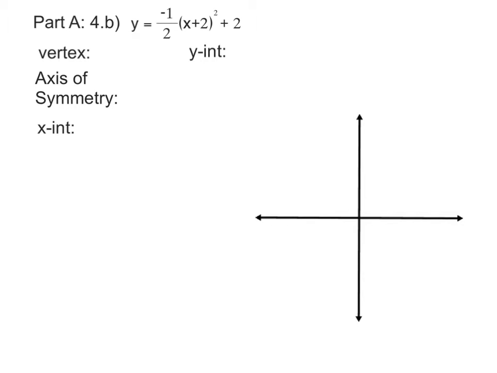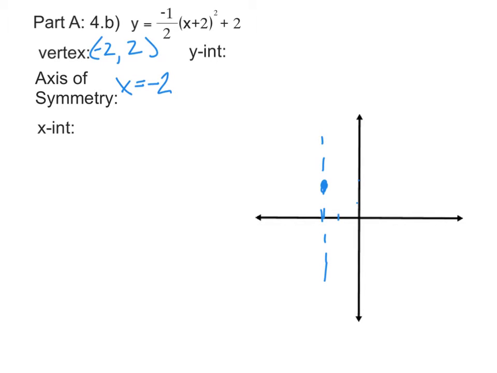In part B, the vertex is the ordered pair. The x-coordinate is going to come from x plus 2, and what will make that equal to 0 is negative 2. The y-coordinate is what is sitting on the outside, that plus 2. That means the axis of symmetry is x equals the x-coordinate, x equals negative 2. So if we were to plot our vertex, that would be at negative 2, positive 2. There's the vertex. The axis of symmetry is a vertical line running through that.